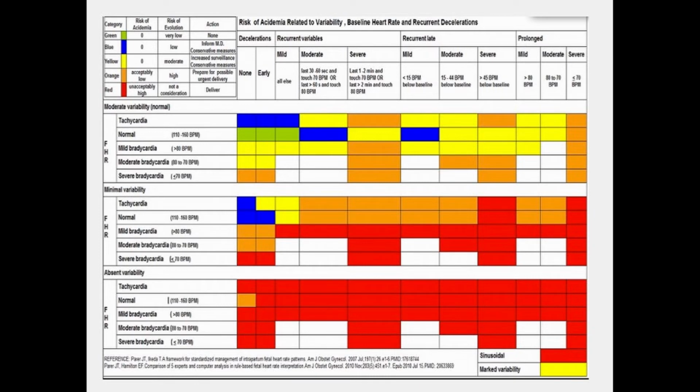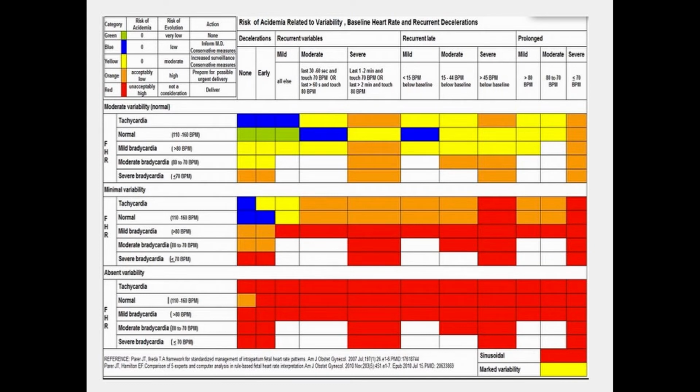So blue and green, the only time we can have really green is if we have a normal fetal heart rate tracing with no decelerations. Early decelerations are okay, remember that's still category 1. Or we can have mild recurrent variables. And I like the definition of recurrent variables that Pear uses, because we don't see with mild variables any change in the acid-base status of the fetus. We actually only start to see it when we see moderate to severe variables.